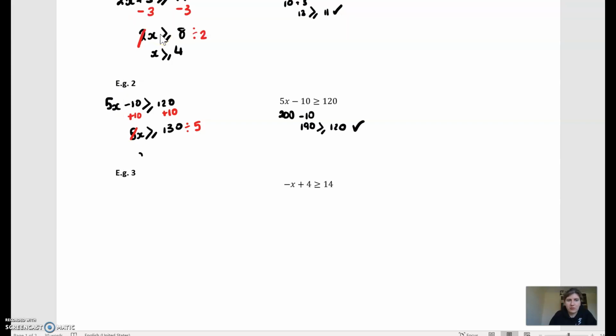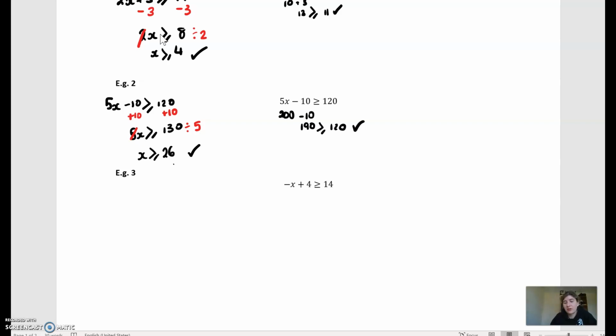And then you're left with x is greater than or equal to 130 divided by 5, 26. Okay, so x is greater than or equal to 26. Now we put in 40 before, and again, that worked. So that's a reasonable solution. Okay, so that should be fine.